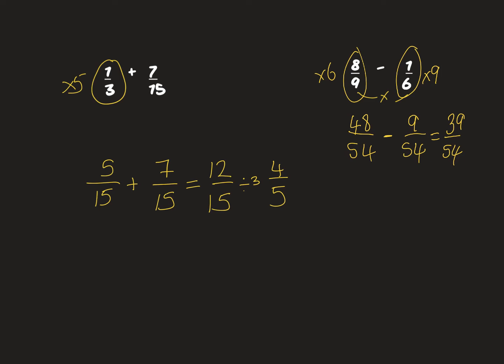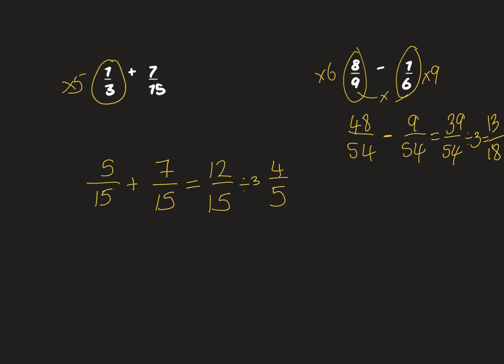So we would check what it divides by, and in this case it both divides by 3. 39 divided by 3 is 13, and 54 divided by 3 is 18. So your simplified answer would be 13 over 18. Now, there is another way to do this sum.